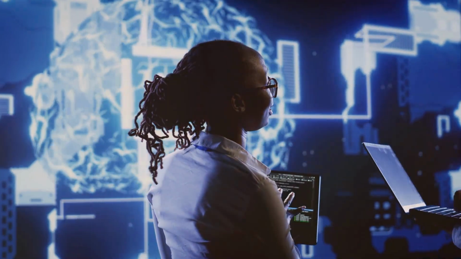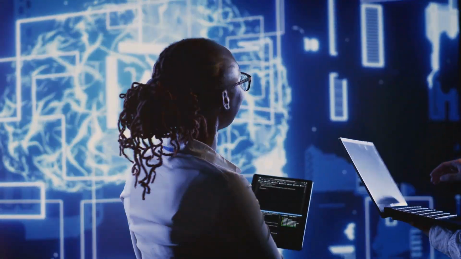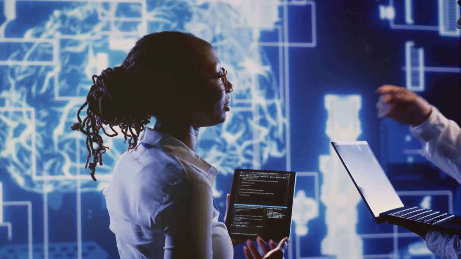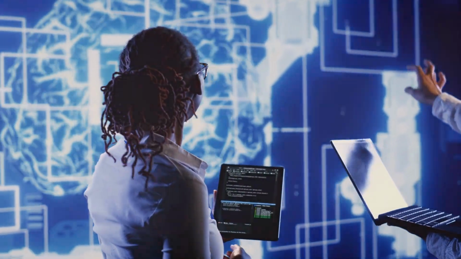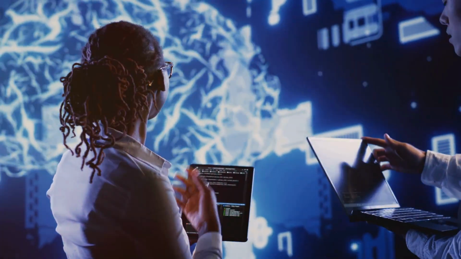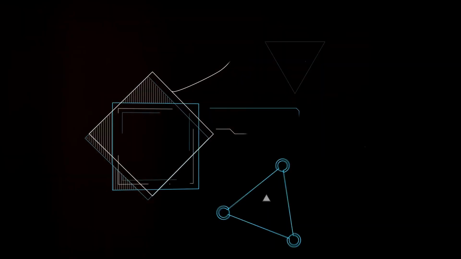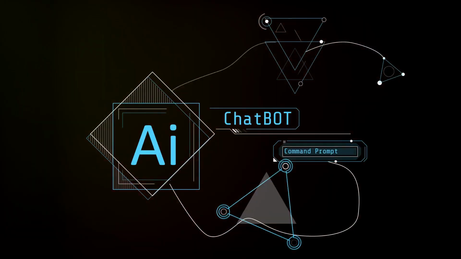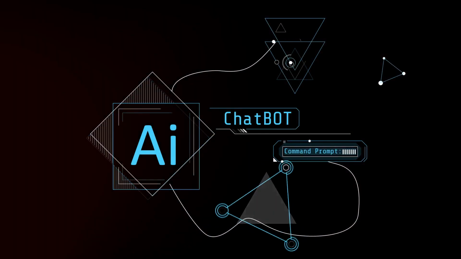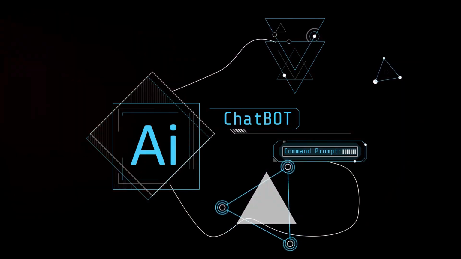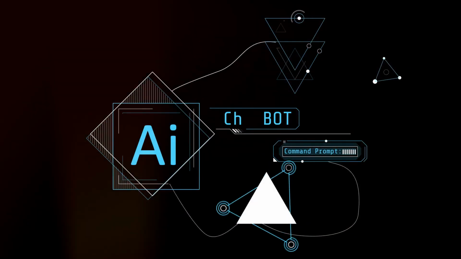Another tip is to experiment and iterate. AI tools learn and adapt over time, so don't be discouraged if your first few prompts don't yield perfect results. Keep refining your approach and you'll see improvement. Remember, the effectiveness of your AI tool largely depends on the effectiveness of your prompts. So invest time in crafting them well. Mastering prompts is the first step.